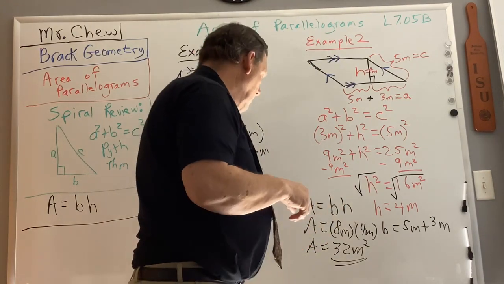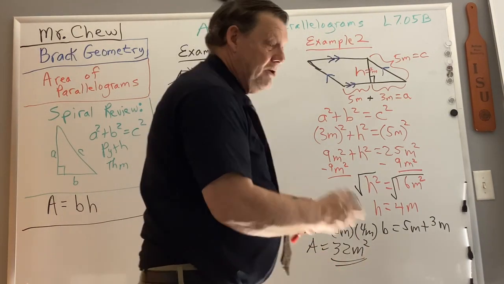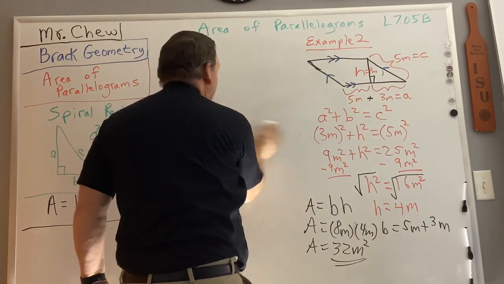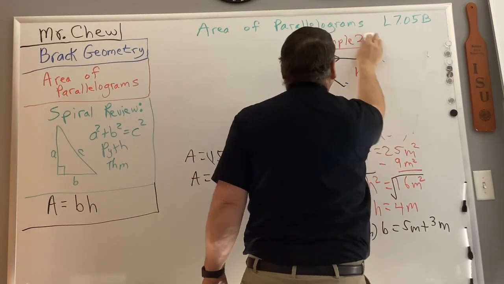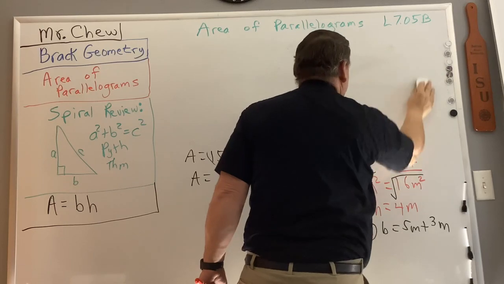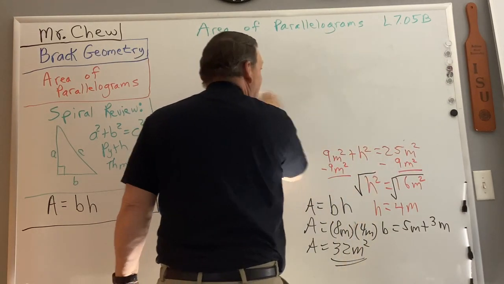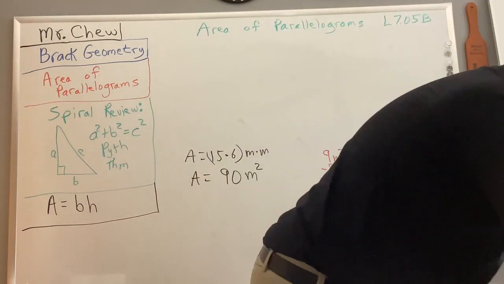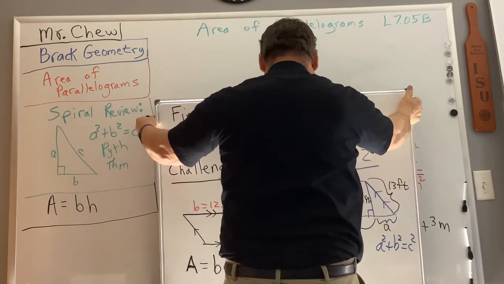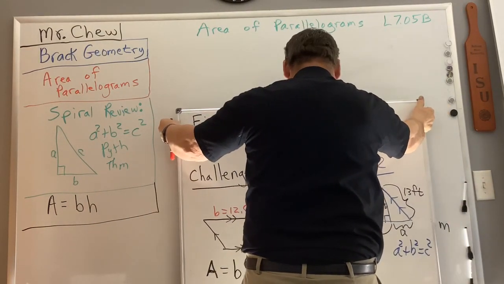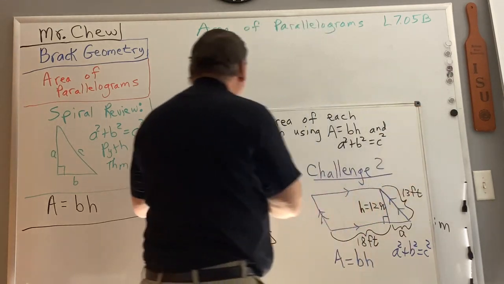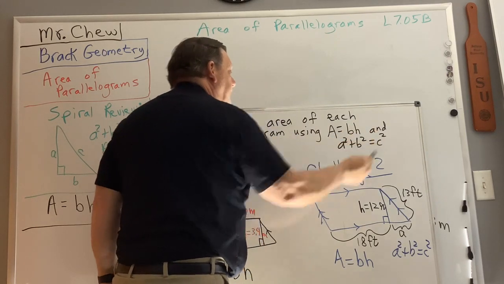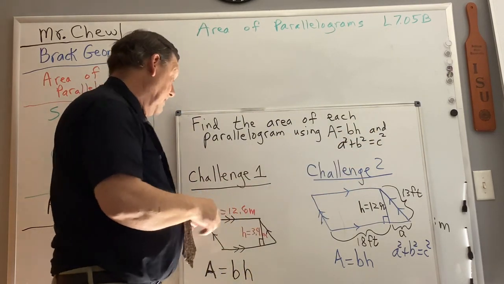All right, so I am going to go ahead and put the two challenge problems up here. Get out a piece of paper. Try these after you pause this video. And then after you've got them right in front of you, start the video again and check your answer. I want you to find the area of each parallelogram using A equals b h and a squared plus b squared equals c squared if you have to find something using it, and you do.